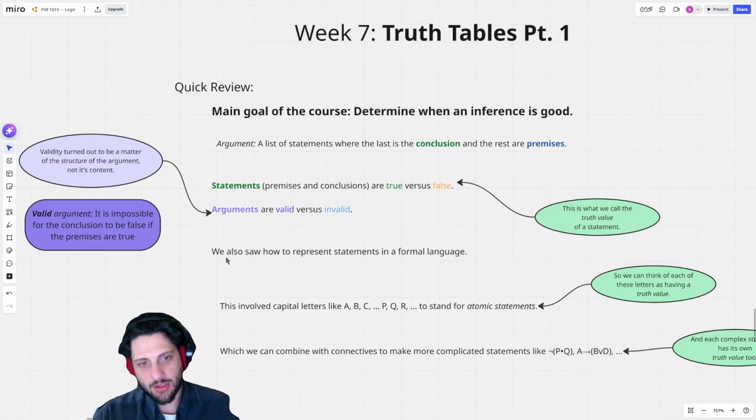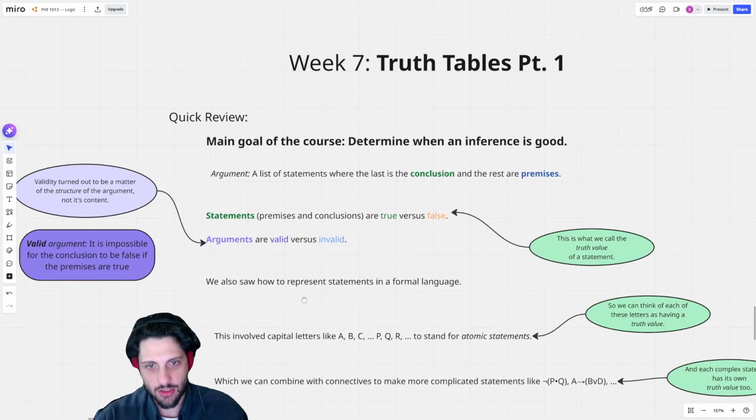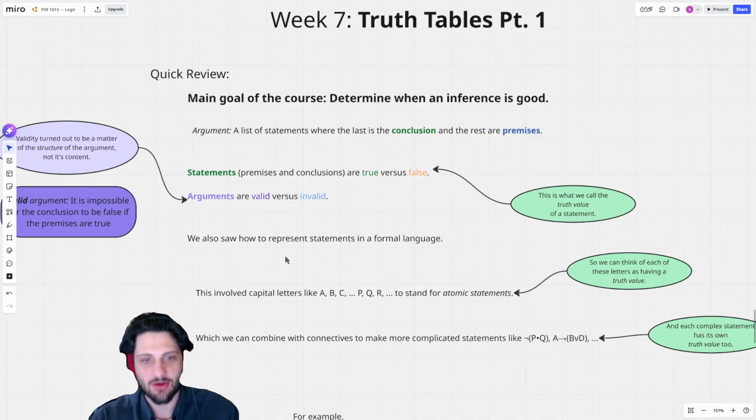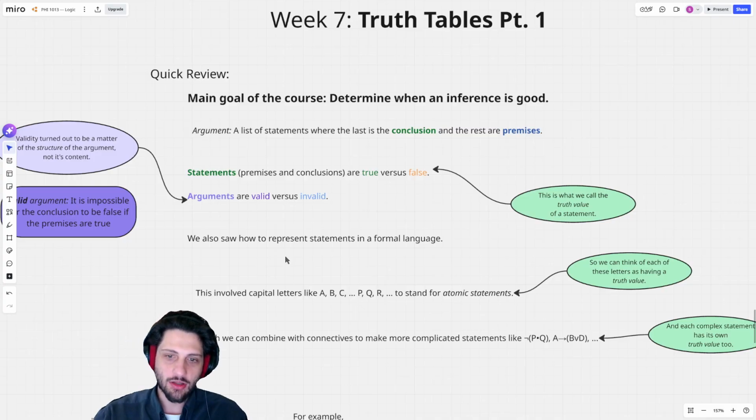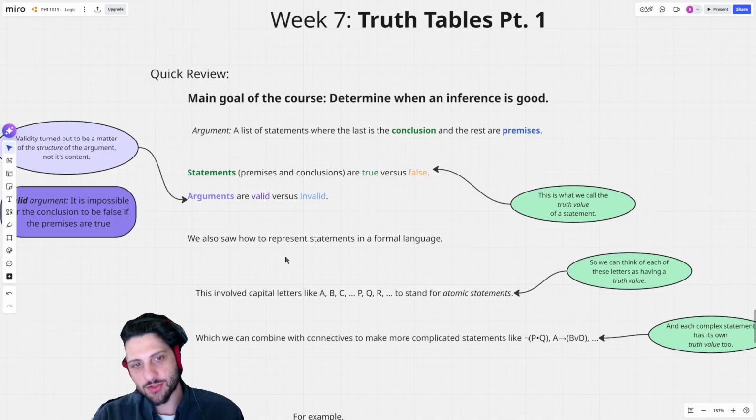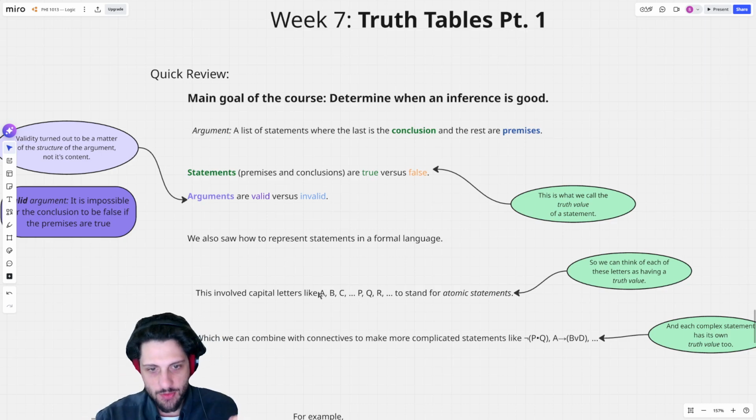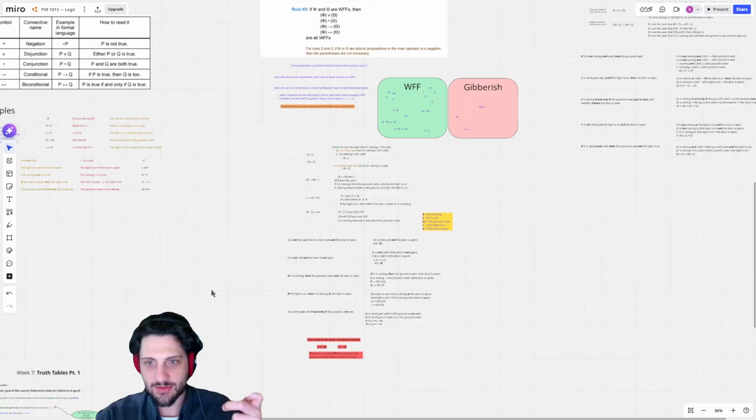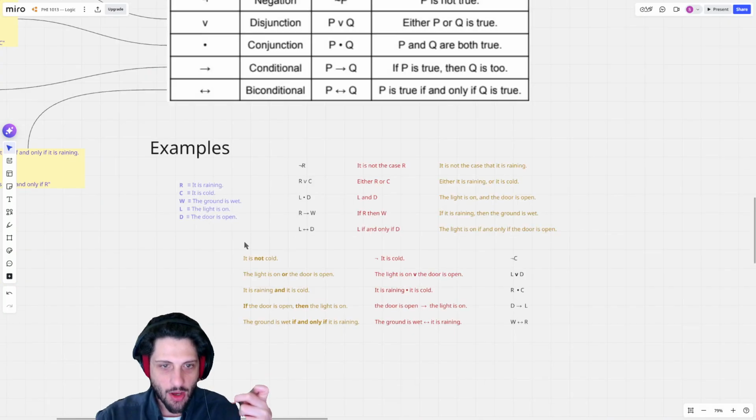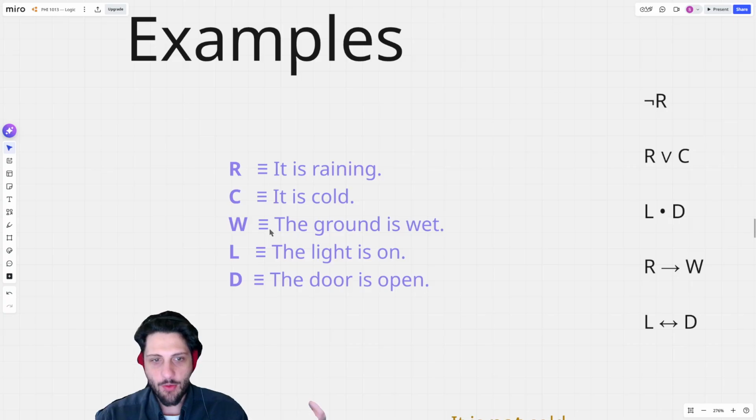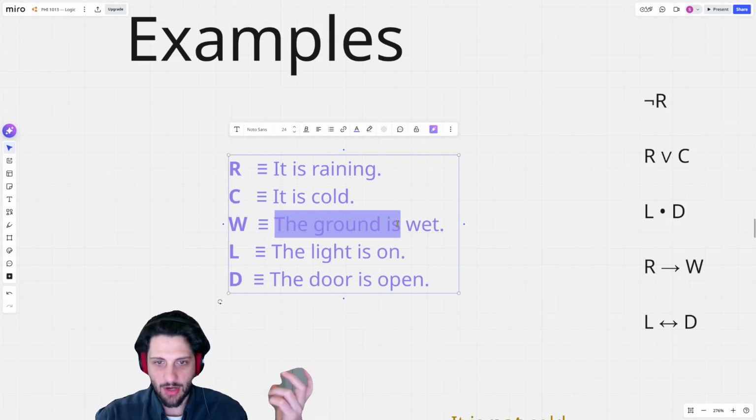We built this formal language up, and the idea was that we wanted to make things very clear when we were talking about something. So we didn't get confused between, say, Paris, Texas versus Paris, France, or being ambiguous about how you're talking about it in one place versus another. We would identify our statements with singular capital letters. That way, if you want to talk about the ground is wet, we're just going to say W.